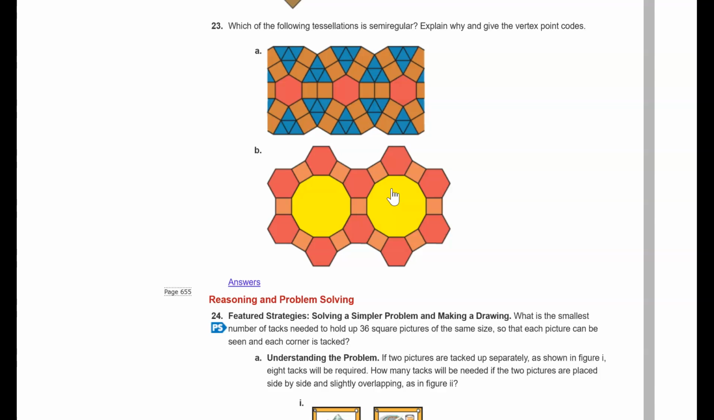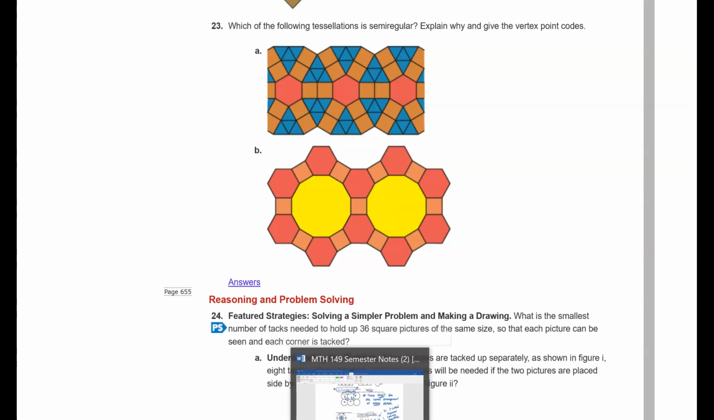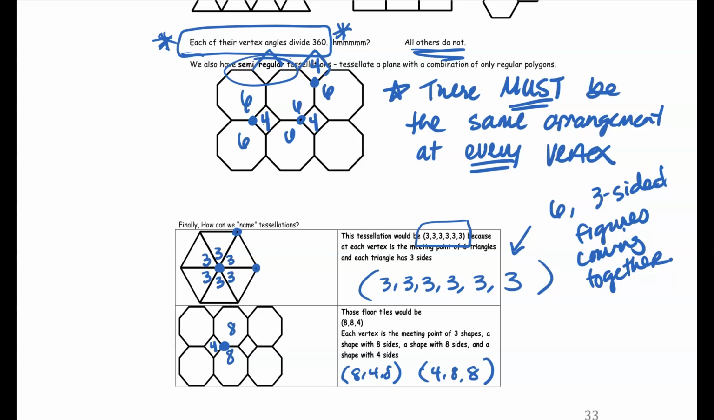So 10, 4, 6. And then if I look at this vertex, it looks like I've got a 6, a 4, and a 10. Or right here, imagine there's a 10 here, a 6, and a 4. So this one to me seems like it's semi-regular because at every vertex you're going to have the same arrangement of polygons. So I hope that helps. That's it for section 10.2. If you have any questions, just let me know.